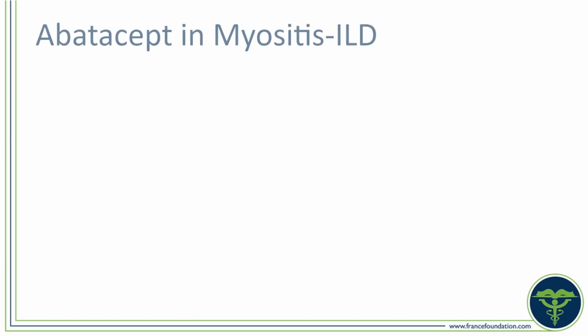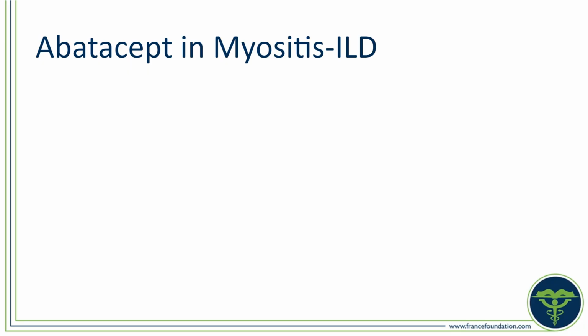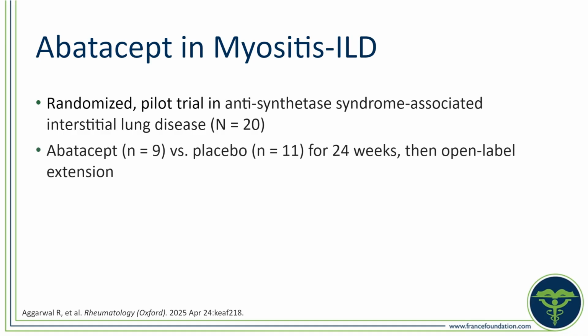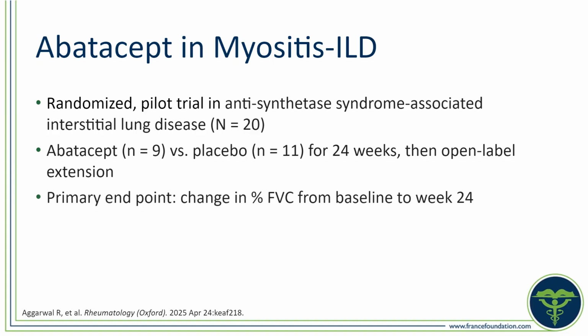I briefly want to review the abatacept study in myositis ILD. So this was a pilot trial looking at patients with antisynthetase syndrome associated interstitial lung disease. And there were a total of 20 patients enrolled, 9 in the abatacept group and 11 in the placebo group. And patients were treated for 24 weeks and then participated in an open label extension. The primary endpoint here was a change in FVC percent predicted from baseline compared to week 24.